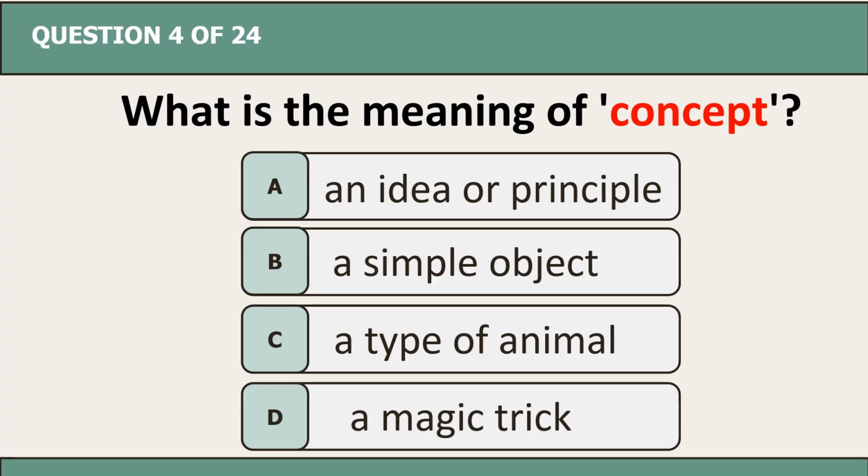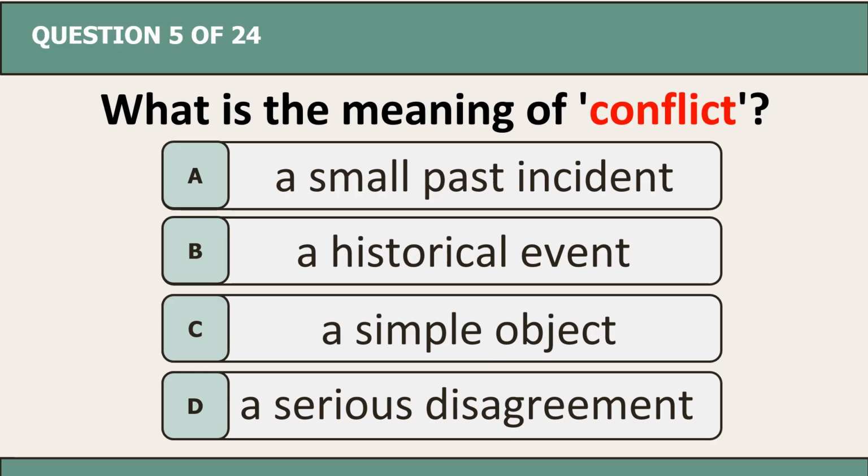Question 4. What is the meaning of concept? The correct option is A. An idea or principle. Question 5. What is the meaning of conflict? The correct option is D. A serious disagreement.